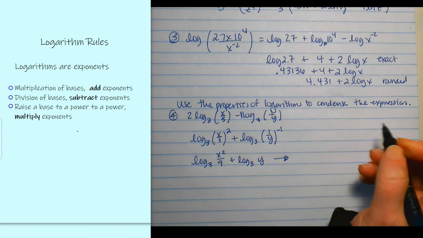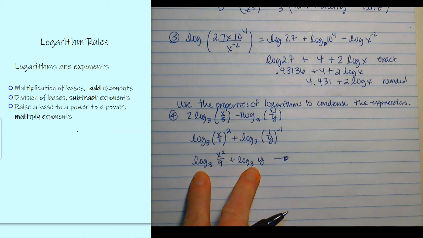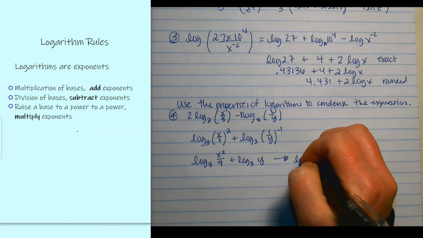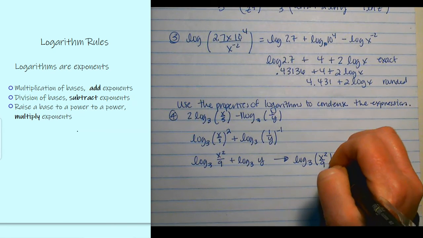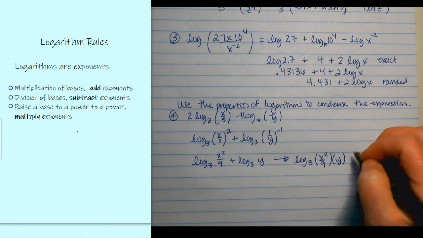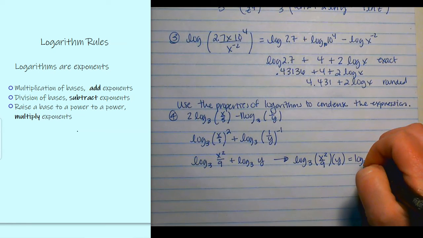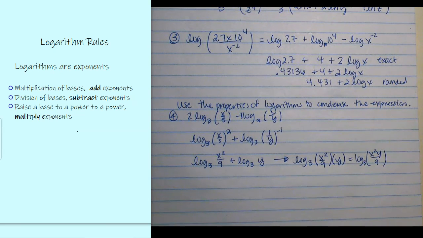Now we can simply rewrite it. This plus changes into multiplication. We're going to combine the logs now at this point. All our simplification is done. We have log base 3 of x squared over 9 times y. You can leave it like that. The book shows the answer as x squared y over 9 as the argument. Either one of those is perfectly fine.